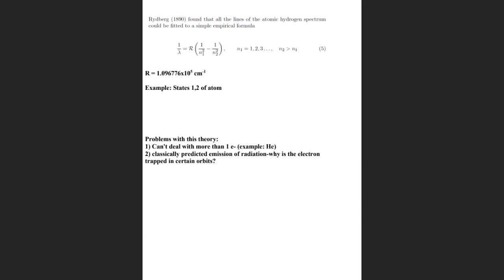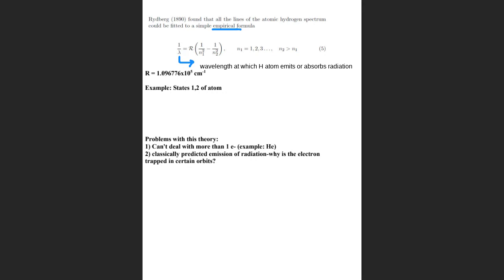This equation gives the experimentally observed, hence the word empirical from the source, wavelengths at which atoms emit or absorb. So here in the equation, this is the wavelength at which an H atom emits or absorbs. R is a constant.